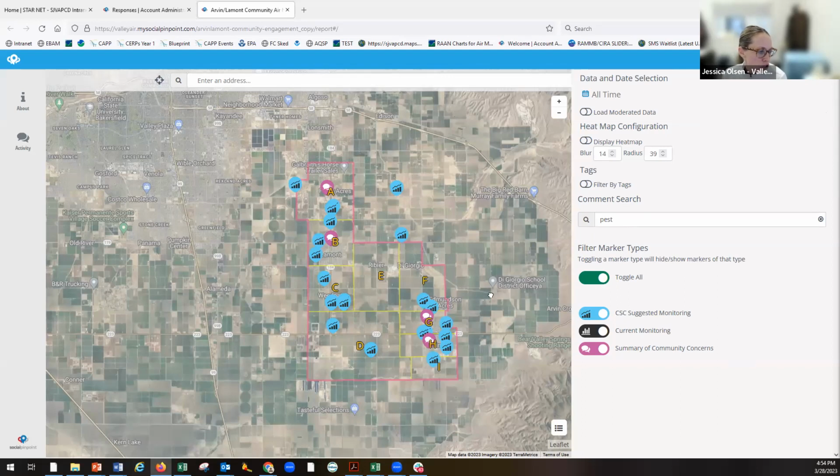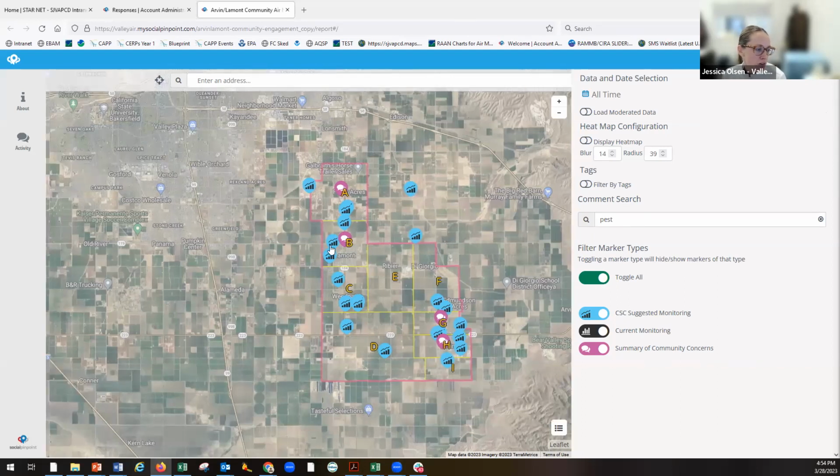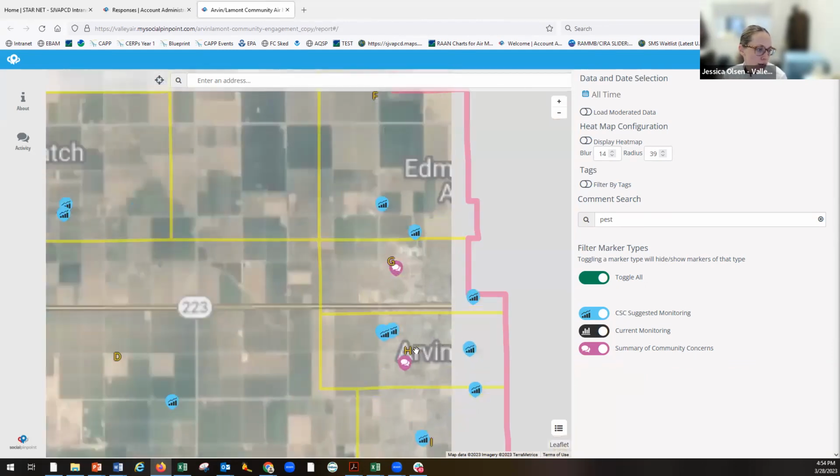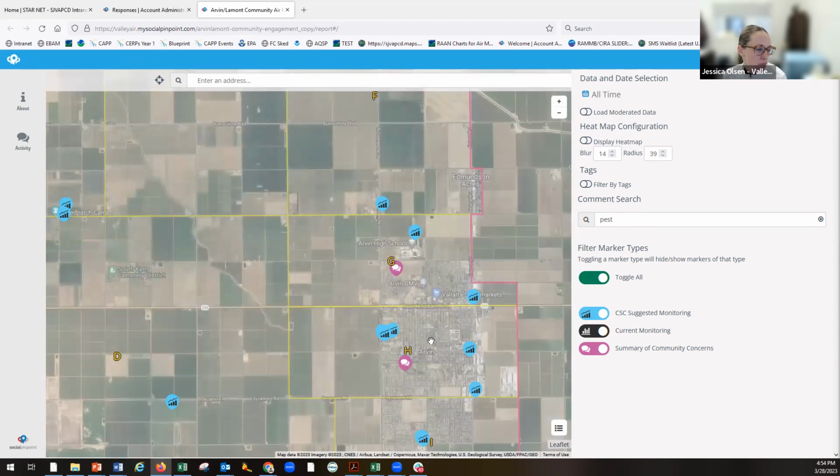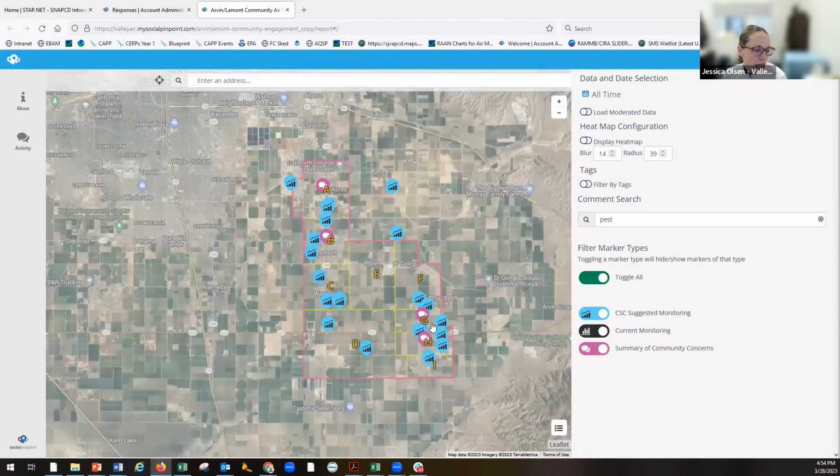But I essentially filtered this map by all of the blue, which is where folks from the CSC indicated that pesticide monitoring needed to occur. So to your point, it looks like it aligns well with what we saw in the December meeting in person when we had in-person mapping. So we're open to working with DPR and CARB to open something like this up.